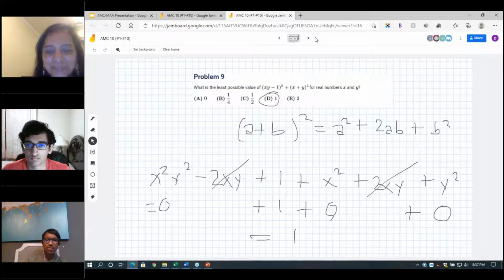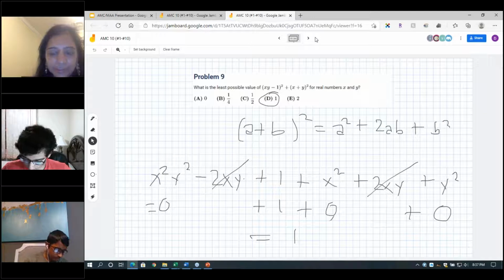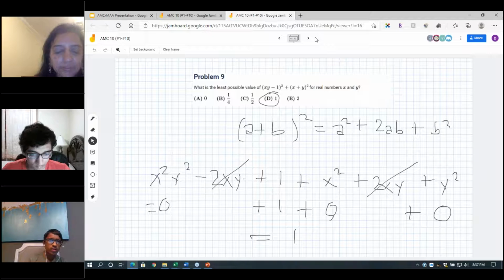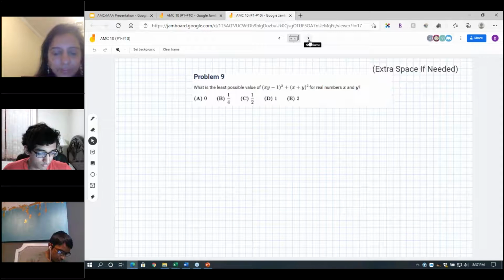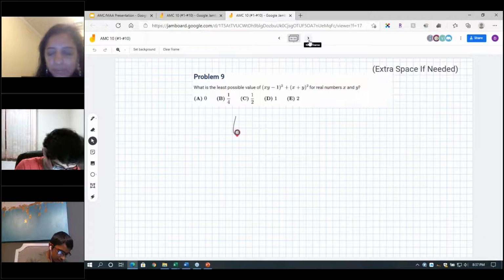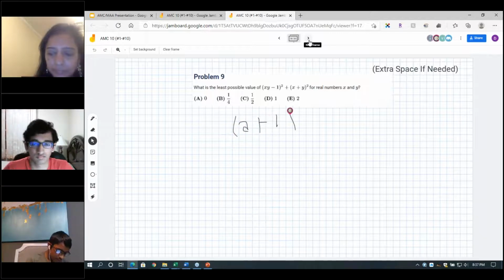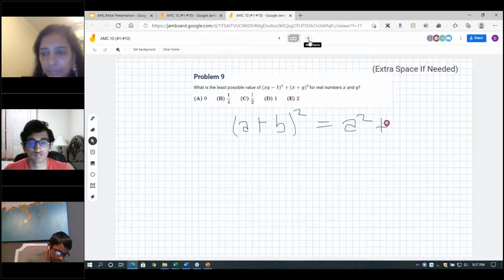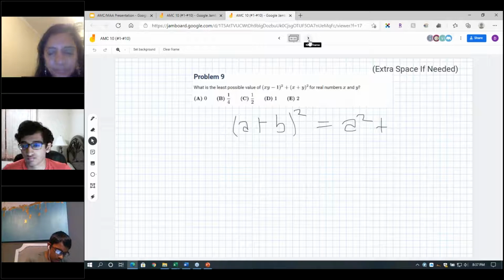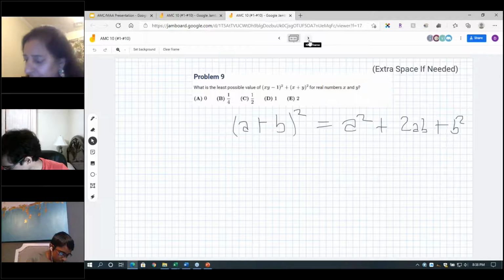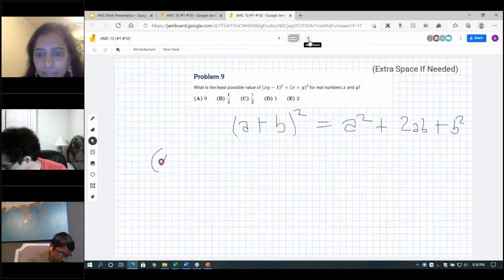Okay. So the first question was, how did I get this expanded term? So can you go to the next slide, please? So we have this expression, right? And we can say that if we're squaring a plus b, it equates to a squared plus 2ab plus b squared. This is a fact that we know. So we can use this. So doing the first one, the xy minus 1 squared.